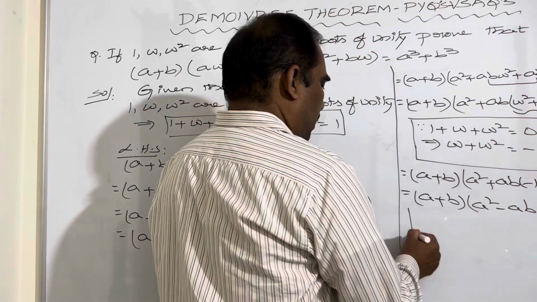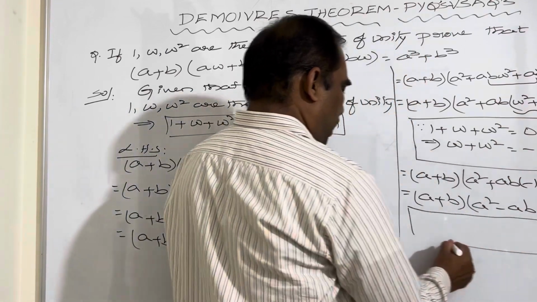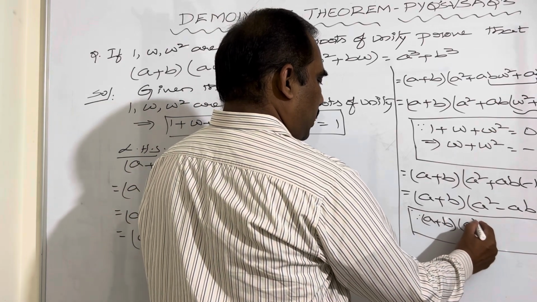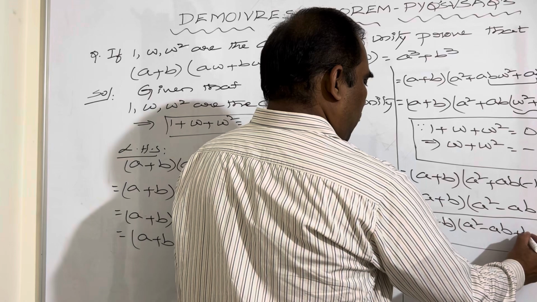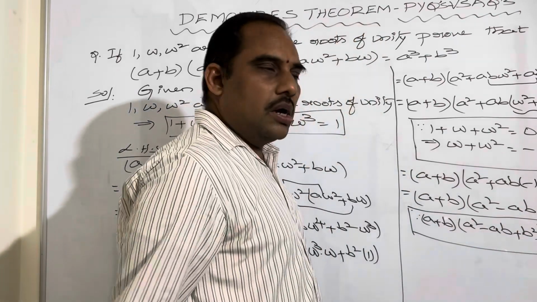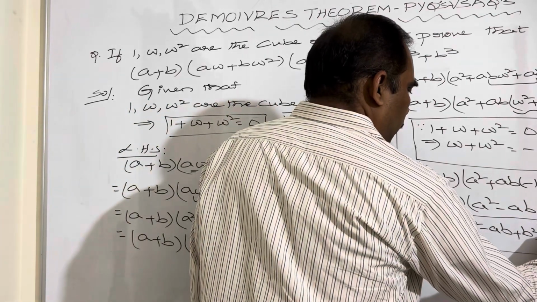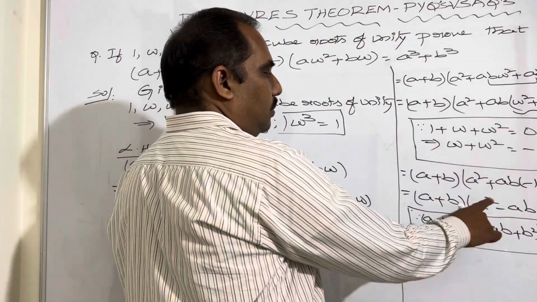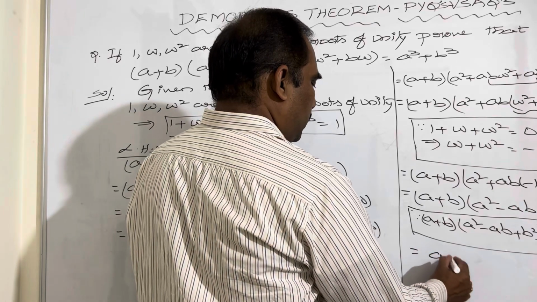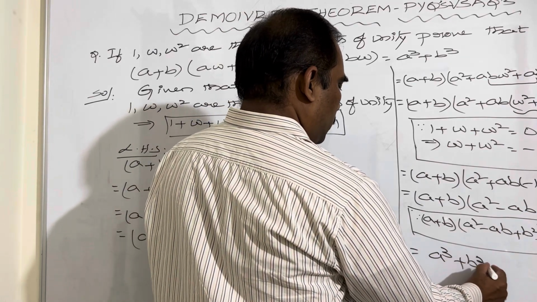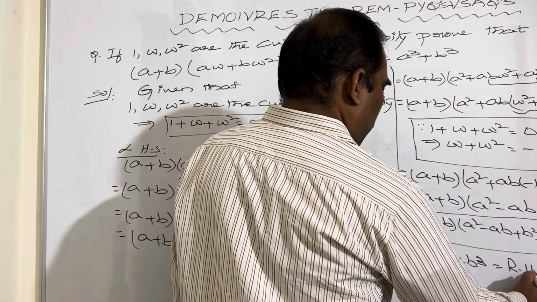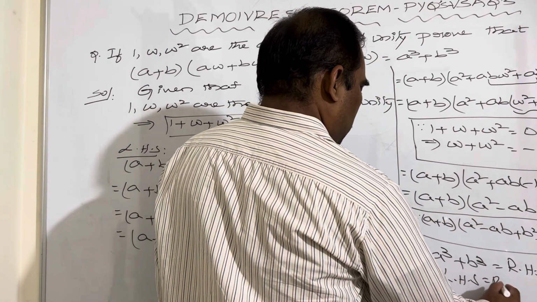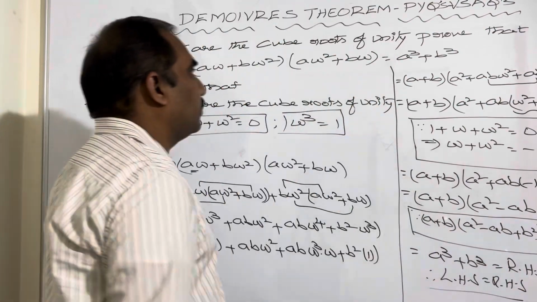We have the algebraic identity: a plus b into a square minus ab plus b square. What is it equal to? It is equal to a cube plus b cube. So we get a plus b into a square minus ab plus b square, which can be written as a cube plus b cube, which is the RHS we are required to prove. Therefore LHS is equal to RHS. Like this we can prove the given problem.